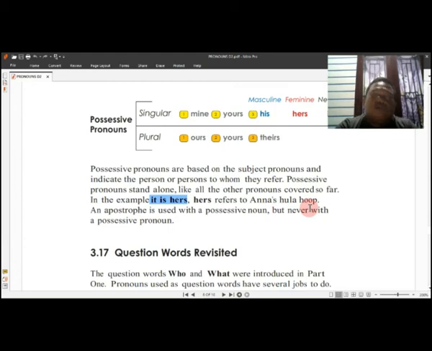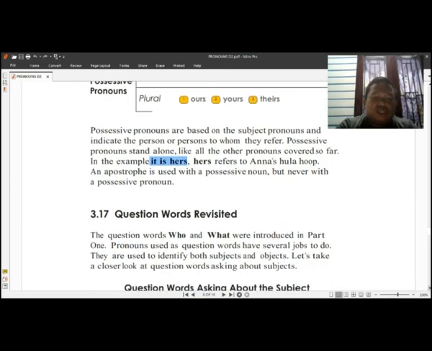Or the book is Anna's. The book is Anna's book. It becomes the book is hers, or it is hers. Same. Let's move to 3.17, question words revisited.